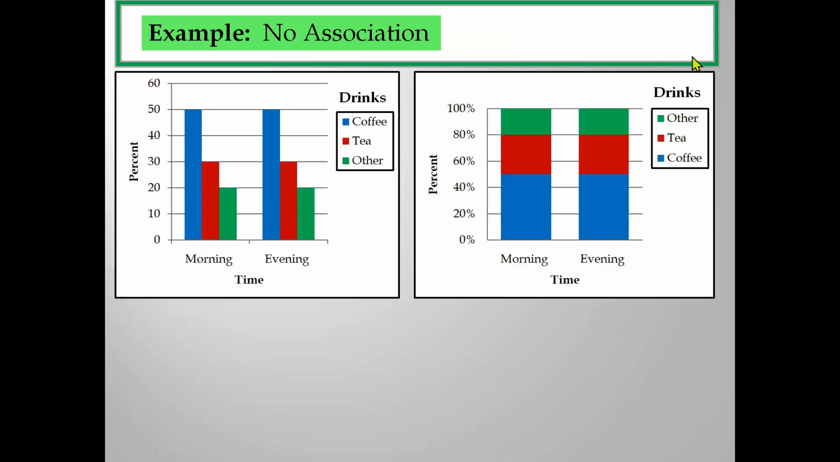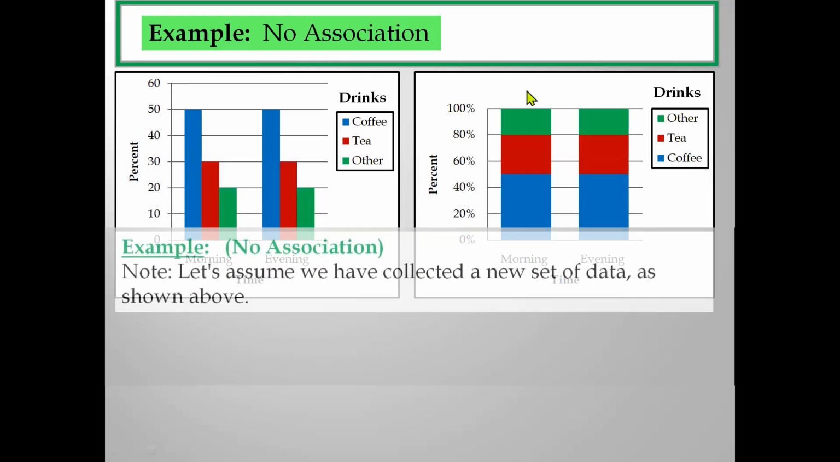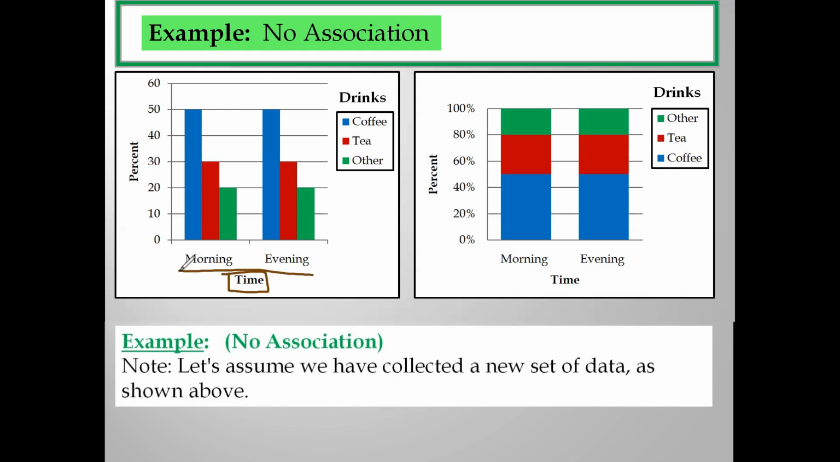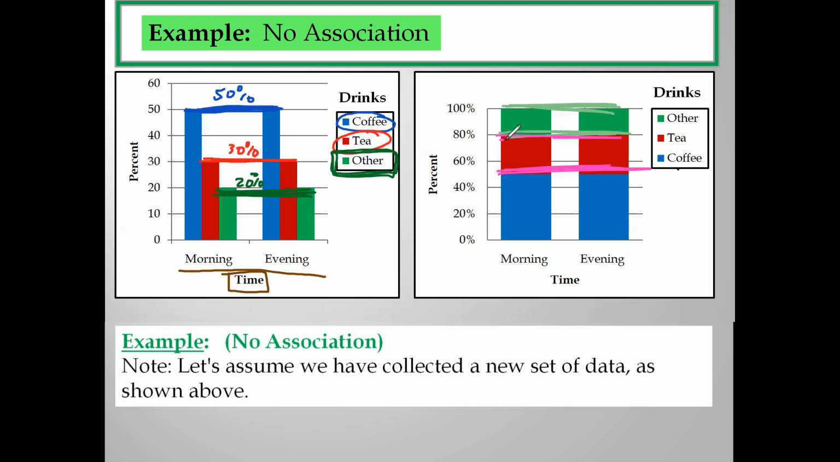Now that we've gone over some examples of association, let's look at an example where there is no association. Let's look at our time frame for both morning and evening. If we're looking at the coffee category, we can see that there's no difference between evening and morning. They're both 50%. This is also true for the tea categories. They are also both set at 30%. And let's look at the last category of other drinks. They're both at 20%. We can also see in the segmented bar graph that all the categories have no unique features between them, meaning there's nothing special between each of the categories of other drinks, tea, or coffee.